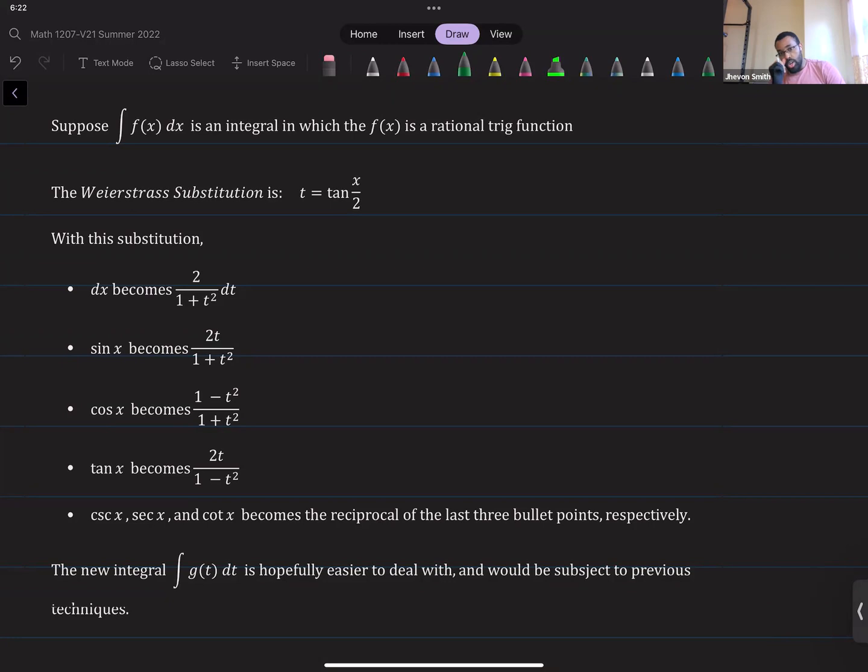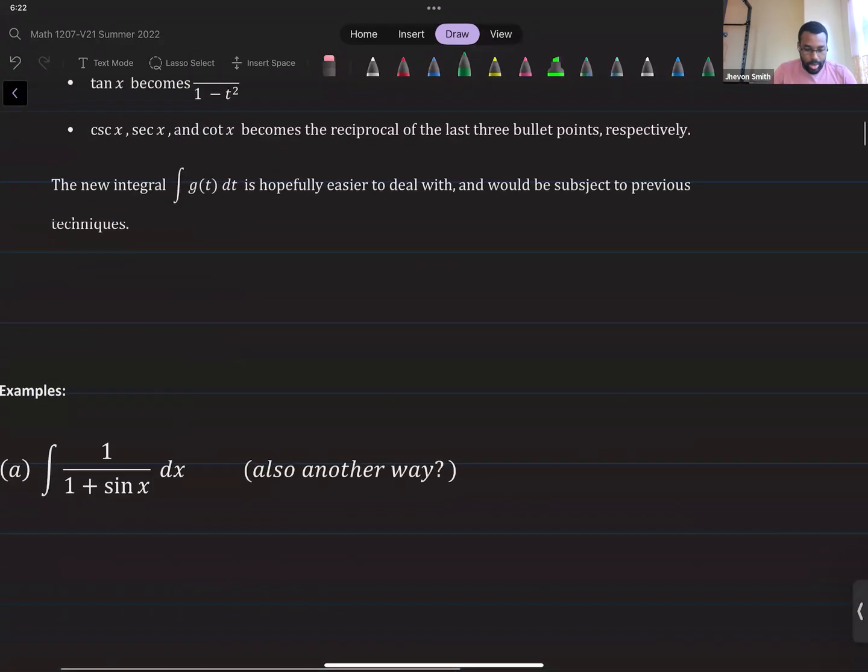And so your integral that originally had trig functions in it, provided they were rational trig functions, by making the substitution, you'll often get into a situation that's a lot nicer. And you can use techniques other than the trig techniques to do it. So let me show you a simple example to show how this would work.